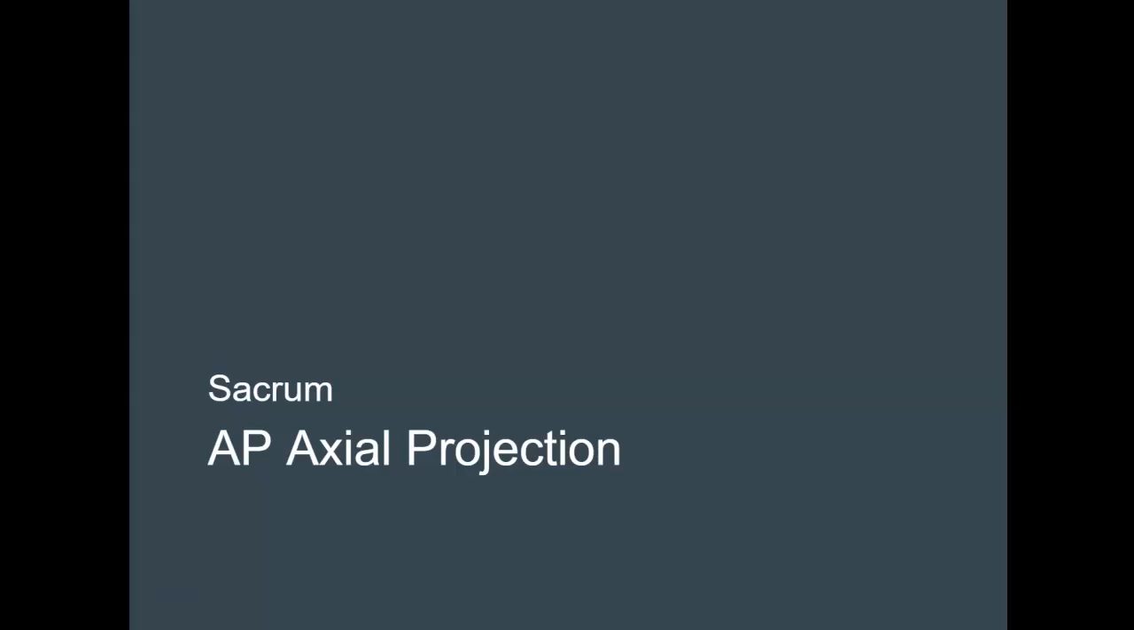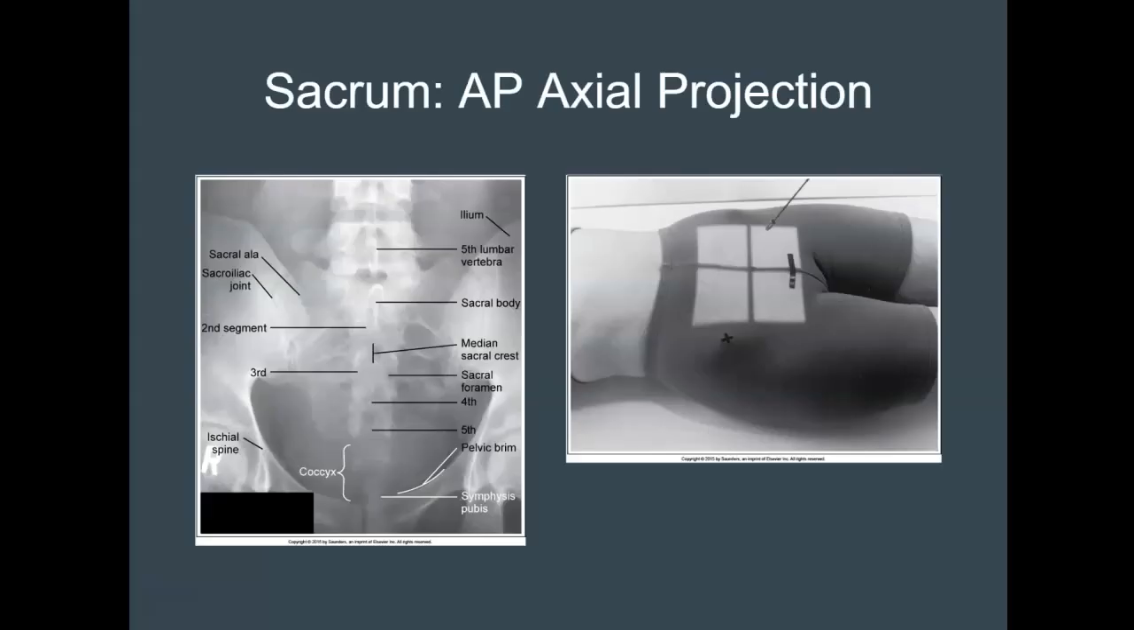This presentation will review the Sacrum and Coccyx image analysis. For the AP axial sacrum, image analysis guidelines state that the ischial spine should be demonstrated equally and should be aligned with the pelvic brim. The median sacral crest and coccyx should be demonstrated in alignment with the pubic symphysis.